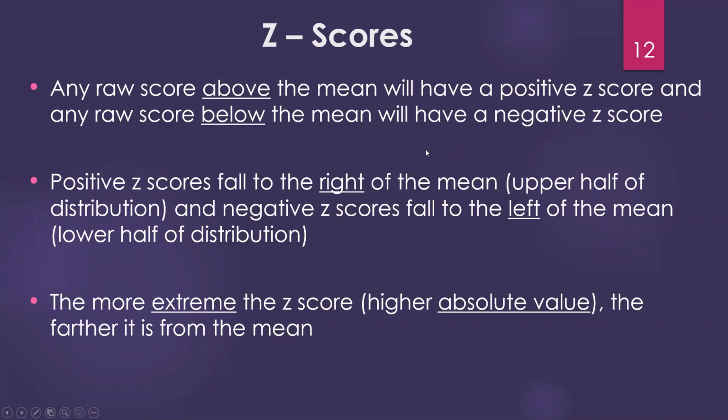Positive z-scores always fall to the right of the mean, the upper half of the distribution. The negative scores are to the left, the lower half.